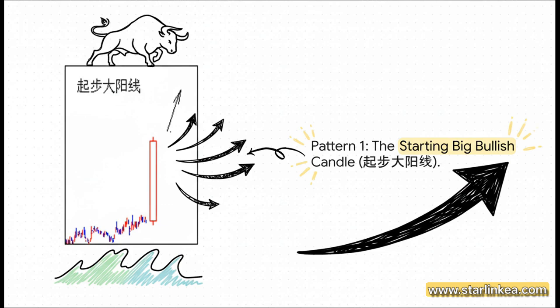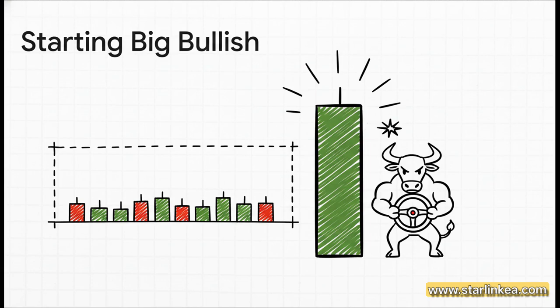This is often a sign that a brand new upward move is about to kick off with some serious power behind it. But here's the crucial part. It's all about the context. You'll usually see this pattern after the price has been kind of quiet, just moving sideways. Then, all of a sudden, bam, this big green candle shows up, breaking out of that boring range. It's a loud, clear signal that the buyers have just grabbed the steering wheel.